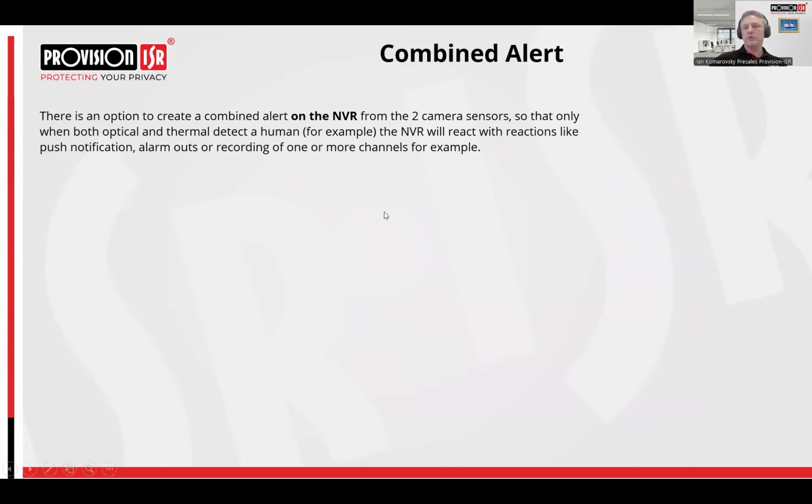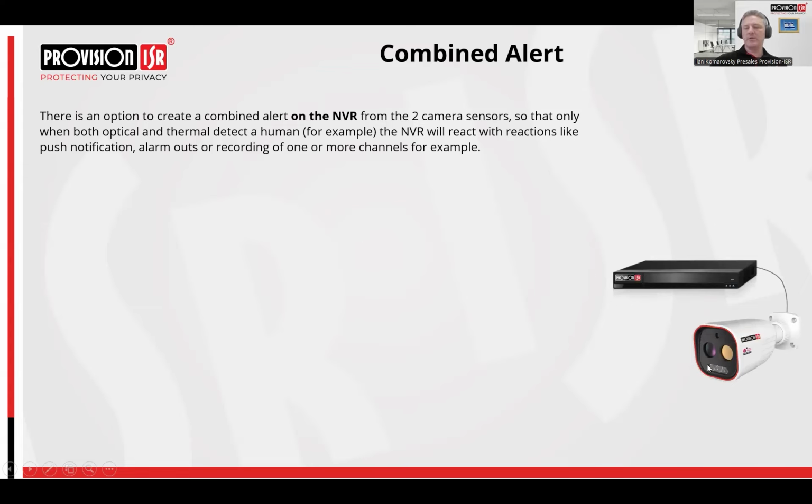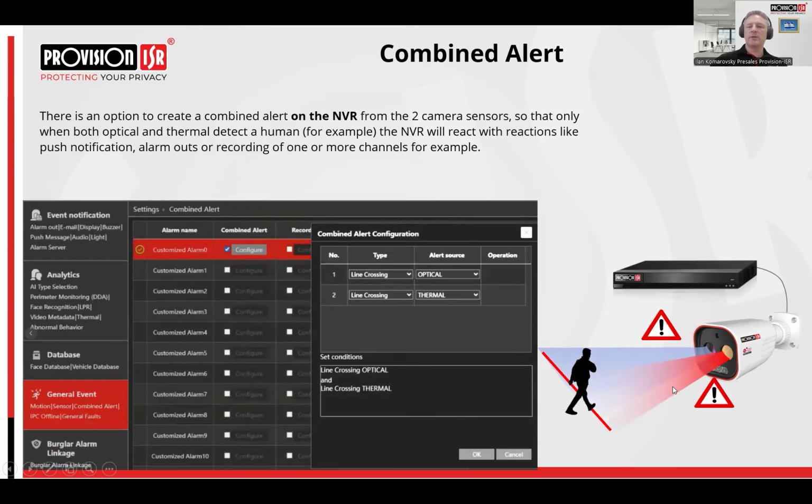So what I'm trying to show you here is that we can do the same logic with a thermal camera. Because we have in a thermal camera two sensors, one is optical and one is thermal, we can set a rule that says inside NVR, when you're going to detect cross line by optical side and both by thermal side, only then generate an event, raise a flag or whatever.